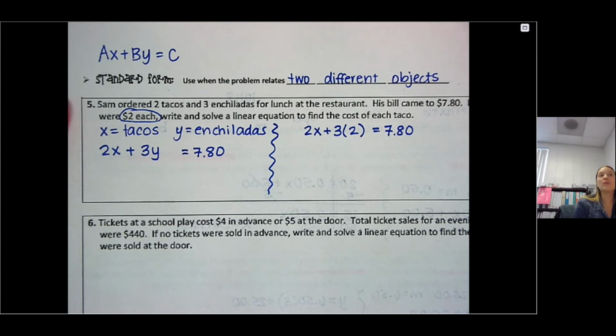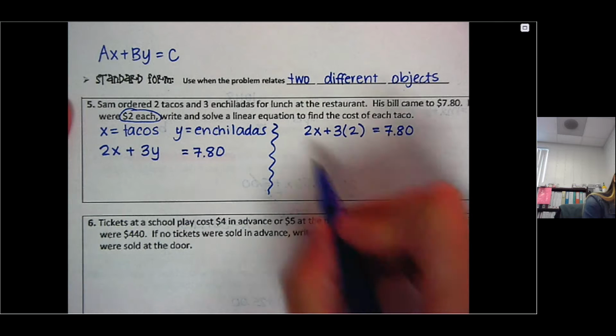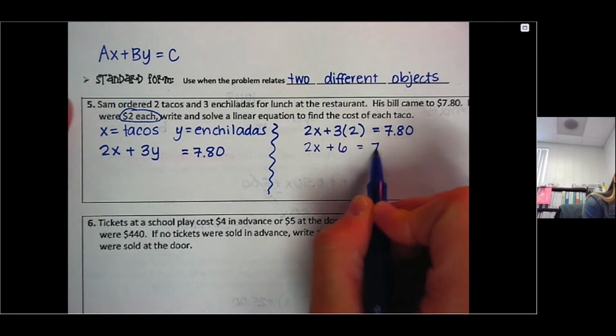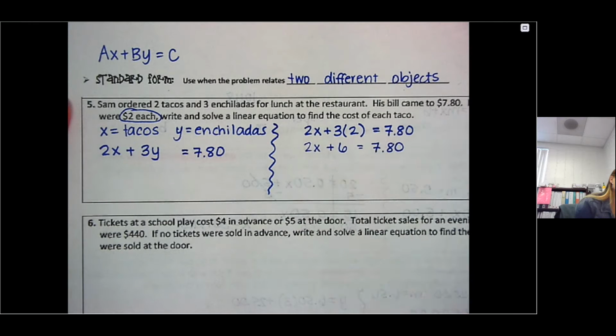Now we're just going to do some algebra, right? We're trying to get x by itself. So we know 3 times 2 is 6. So it was $6 just for those enchiladas.